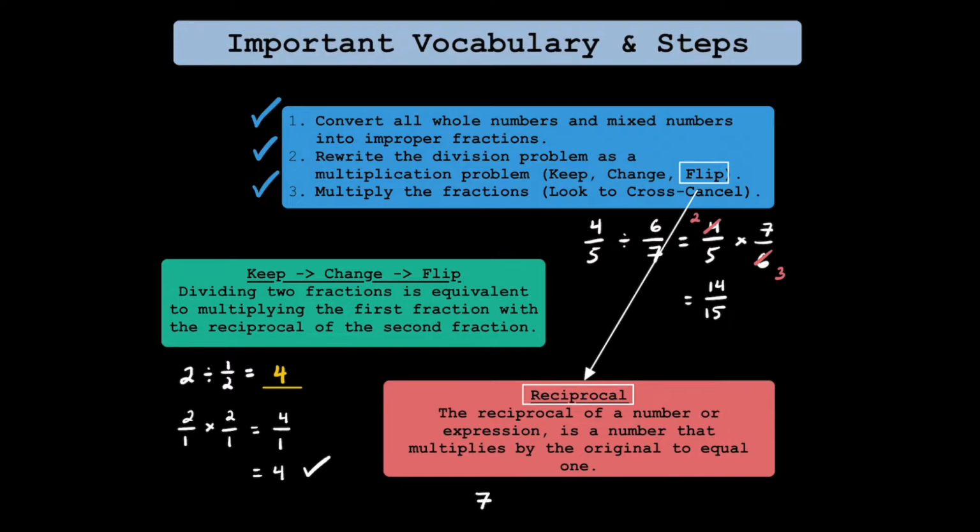Also, the reciprocal of 7 would be 1/7. The reason is if we take 7 or 7 wholes and multiply that by 1/7, we do get 1 whole. If you have a mixed number like 4 and 1/2, you can convert that into an improper fraction, which is 9/2. The reciprocal for 9/2 would simply be 2/9. This makes sense because if you take 4 and 1/2 and multiply that by 2/9, that also equals 1.